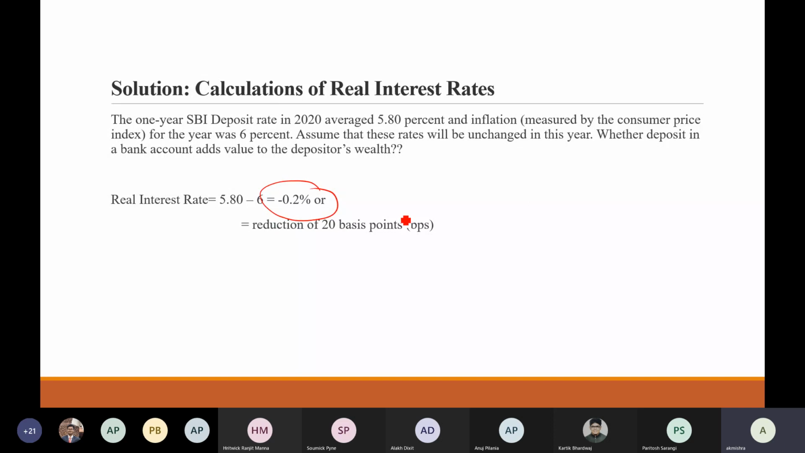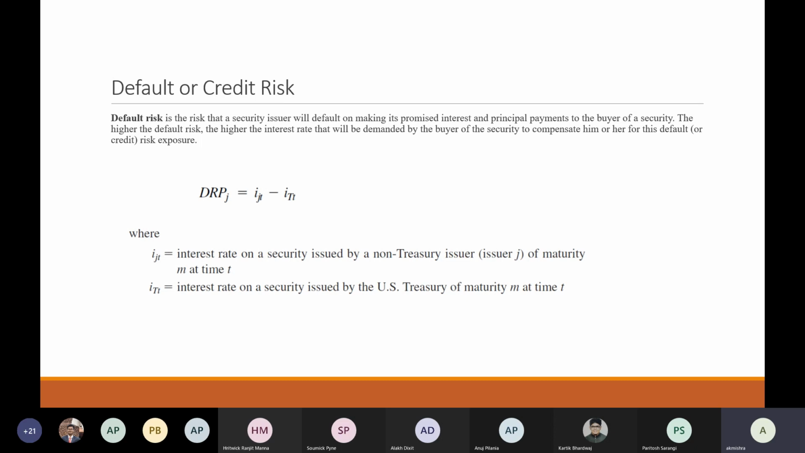So here what we see is a negative interest rate, and sometimes, if you don't know, we also use BP or basis point. So what is a basis point? 1% is equal to 100 basis points. Many times you will observe this kind of relationship. So you can say there will be a reduction of 20 basis points in terms of return, and that is why it is not going to add any value to the wealth of the investor. So the investor may not want to consider this as an option.